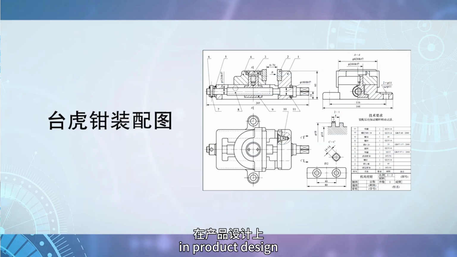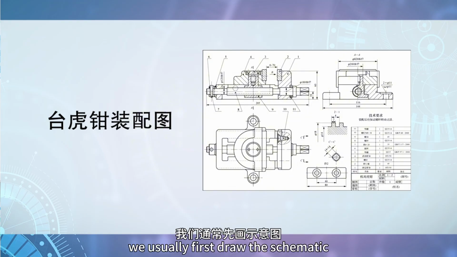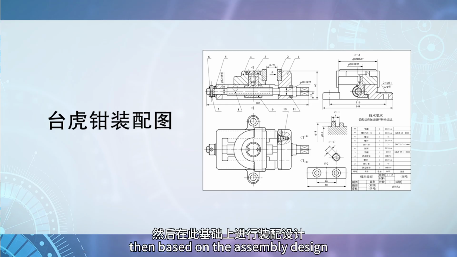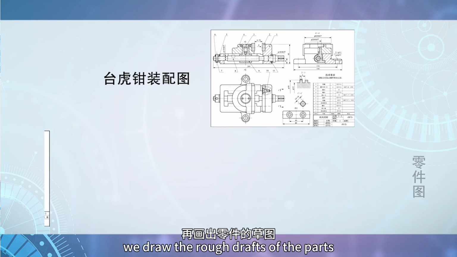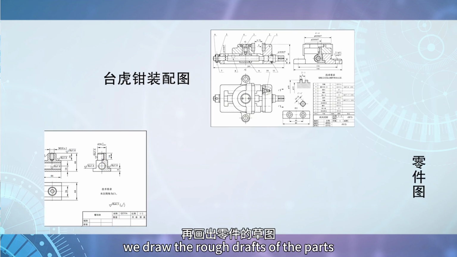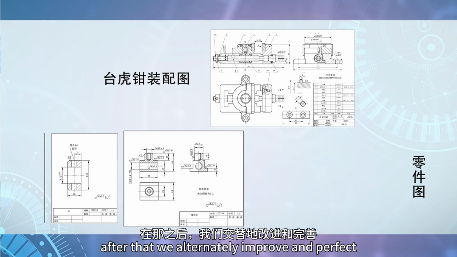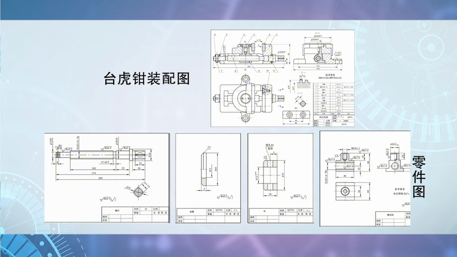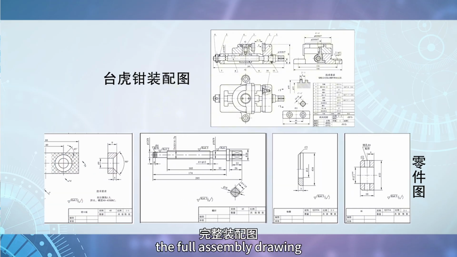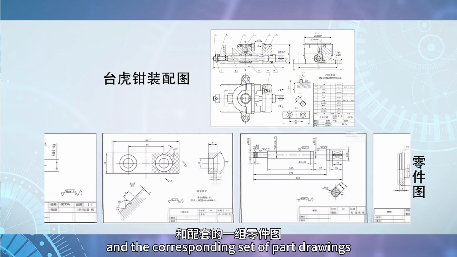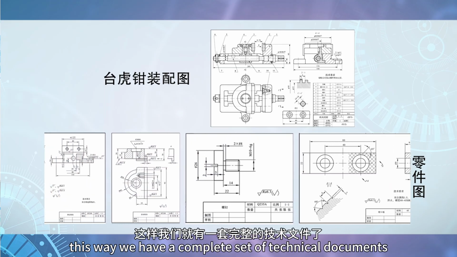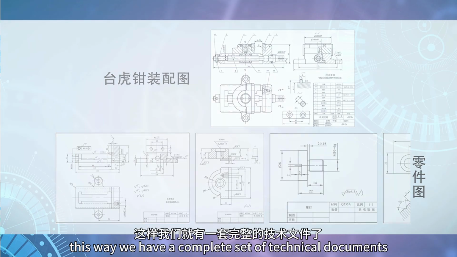In product design, we usually first draw the schematic and rough draft of the machine or component assembly. Then, based on the assembly design, we draw the rough drafts of the parts. After that, we alternately improve and perfect these two types of drawings. Finally, we complete the full assembly drawing and the corresponding set of part drawings. This way, we have a complete set of technical documents.